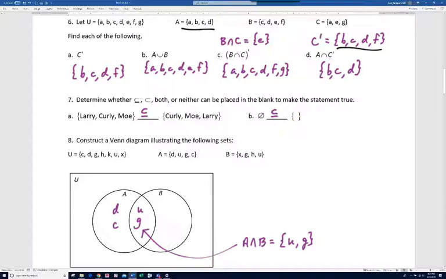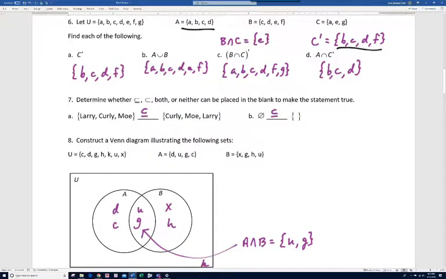Now let's look at set B. Set B has X, G, H, and U in it. We already have U and G, so we're missing X and H, which go in the circle B where we're not intersecting circle A. And then finally, don't forget, we have one other region that's out here in the universal set, not including what's in the circles A and B. So notice if you look at the universal set, we are missing K.